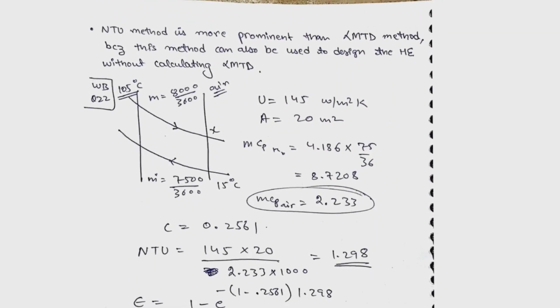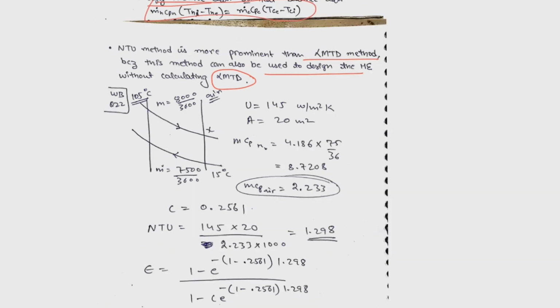The NTU method is more prominent than the LMTD method because this method can be used to design heat exchangers without calculating LMTD. Here we are not supposed to calculate LMTD, which is a time consuming process. Without going to LMTD, we can directly calculate the area, that is, we can directly design the heat exchanger. In your next video, we'll be solving some problems related to LMTD as well as NTU so that your concepts get cleared. So this is the end for today's video.